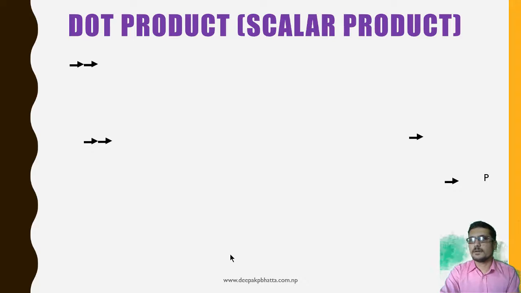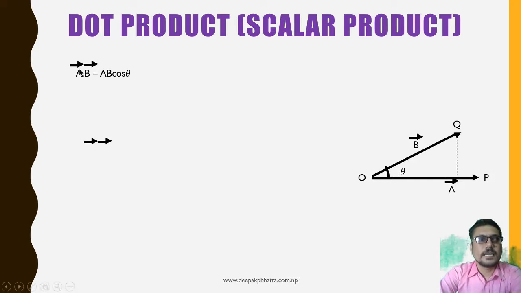Now the second topic, dot product. Dot product is also known as scalar product. Here is a figure, A dot B. A dot B is equal to AB cos theta. Geometrical interpretation: here is the figure with A vector along OP and B vector along OQ. Then A dot B is equal to AB cos theta.